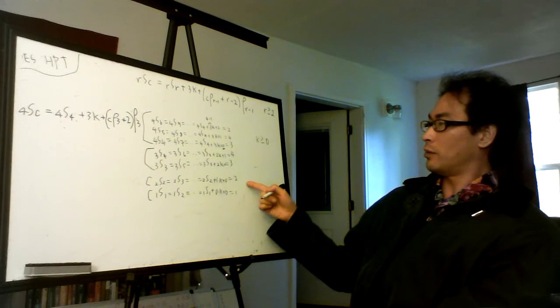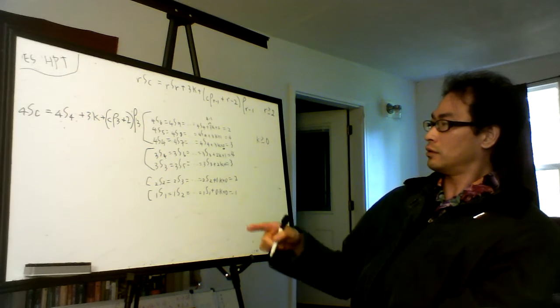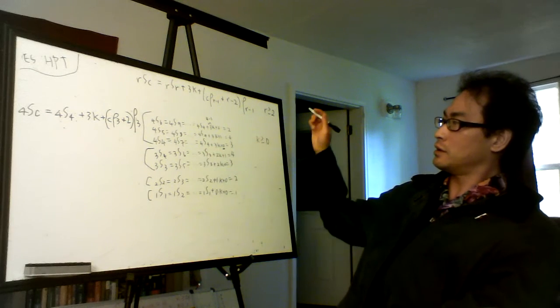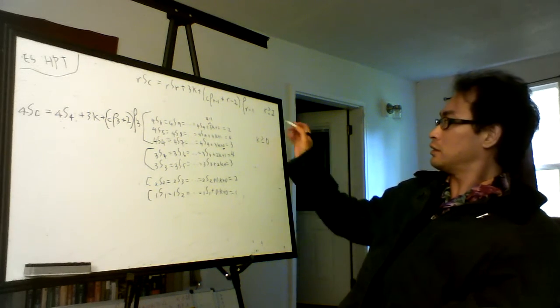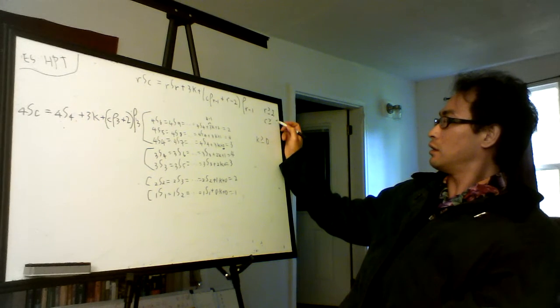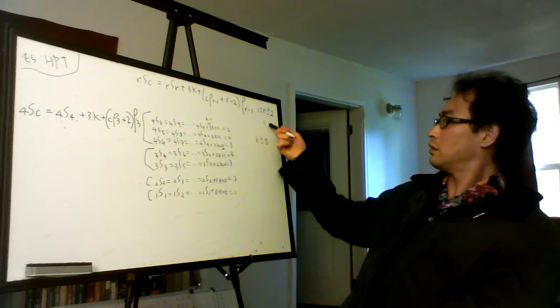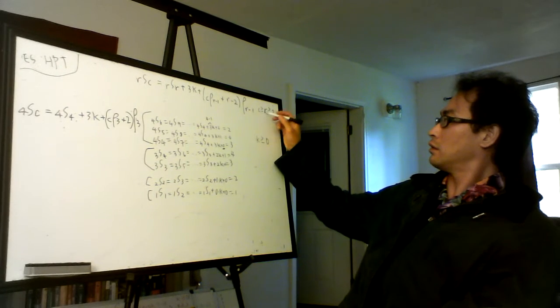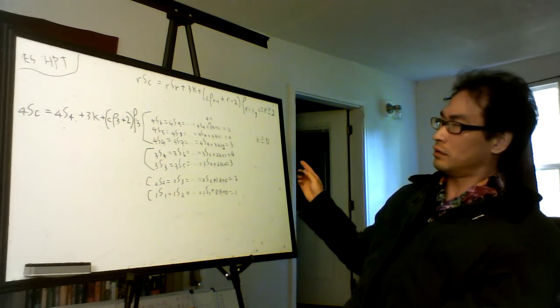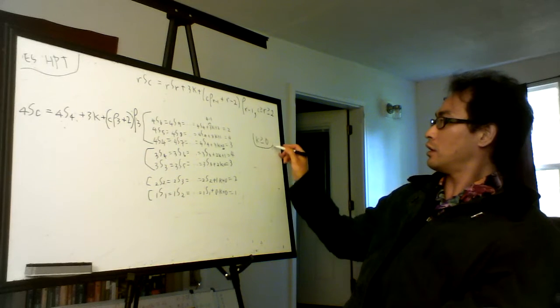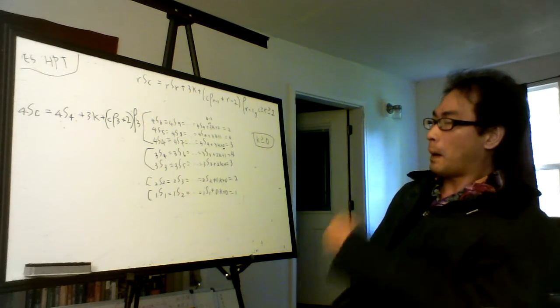Let's see if it works for number 2. And C, what is the range for C? We already have this, right? K is from 0 and on.